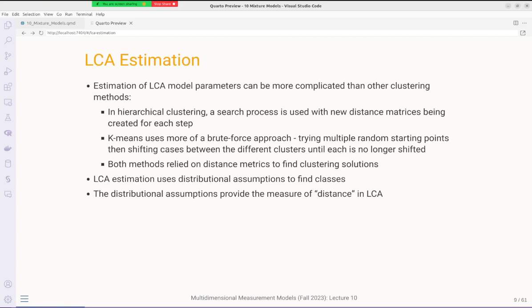And those likelihoods themselves form the basis of probabilistically which class a person gets assigned to. In fact, that probability, a person's posterior probability of being assigned to a class, is that class's specific likelihood divided by the likelihood summed across all of the classes, right?